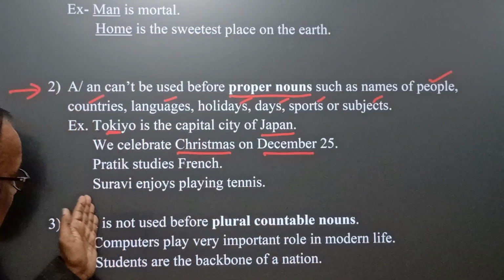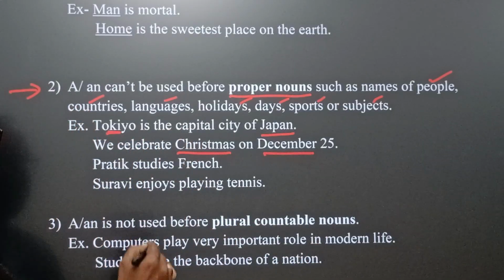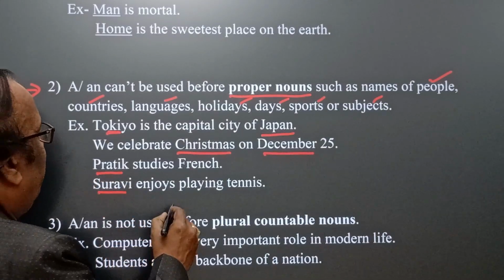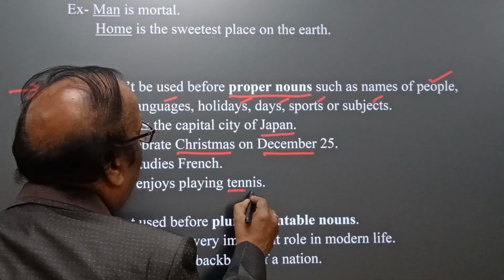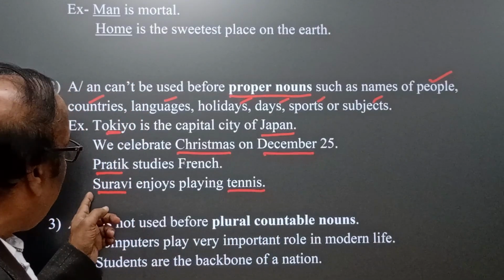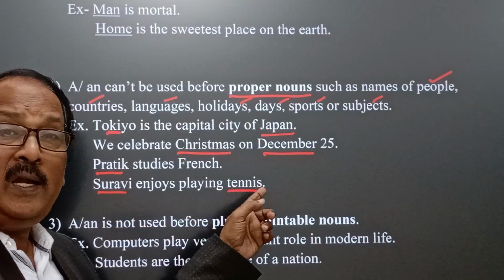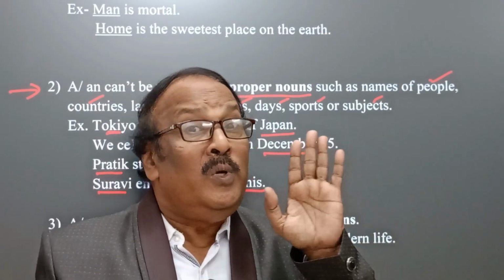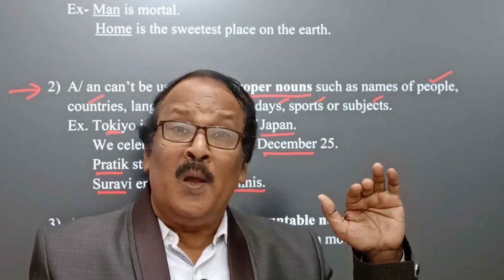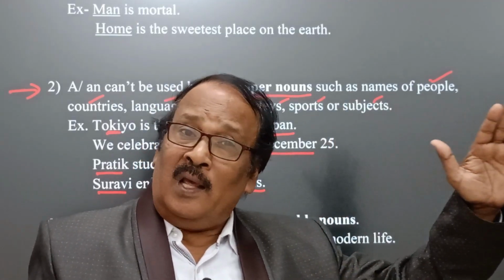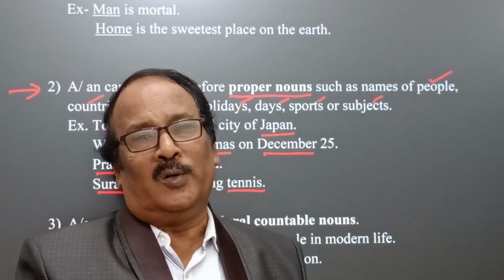Okay. Now come, Surabhi enjoys playing tennis. Surabhi is the name of a girl, and tennis is the name of a game. So here we find we cannot use a before Surabhi or tennis. Okay, so my dear students, this is very clear that we shouldn't use a or an before a common noun used in a general sense, or before a proper noun also.